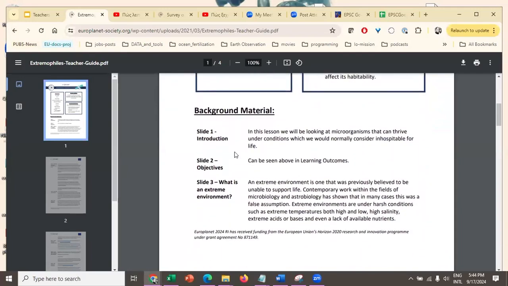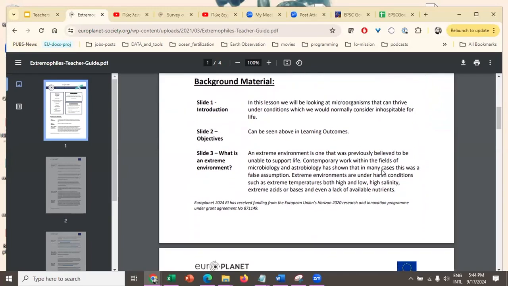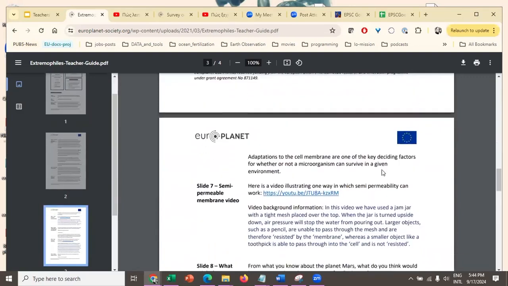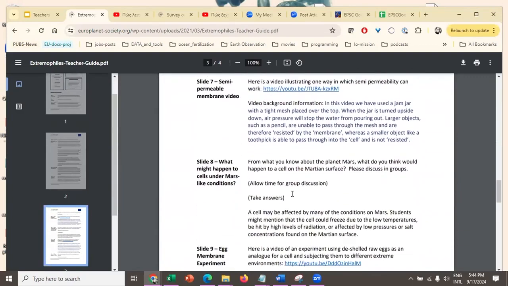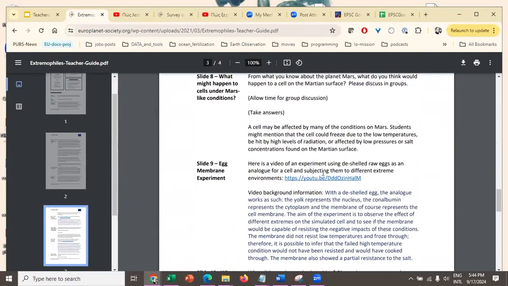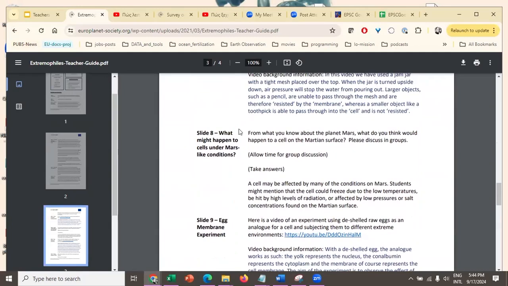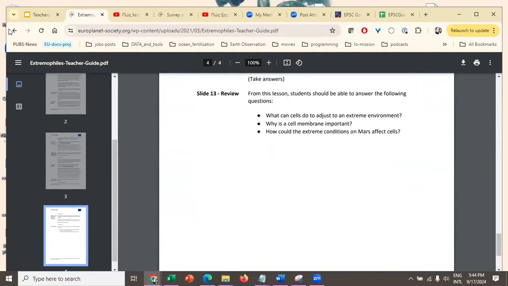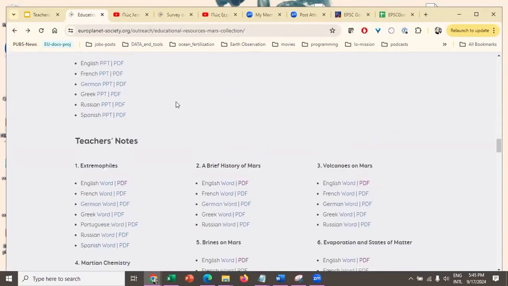And every slide that you see here is accompanied by what you are encouraged to look into, so that you have a storytelling that makes sense by the end of the course. And of course, all the links to the videos are here. You see here the semi-permeable membrane video, the egg membrane experiment. And you also have allocated time where you are supposed to interact with the students and ask them to give their opinion and think on the material. So in short, this is how the modules are structured.